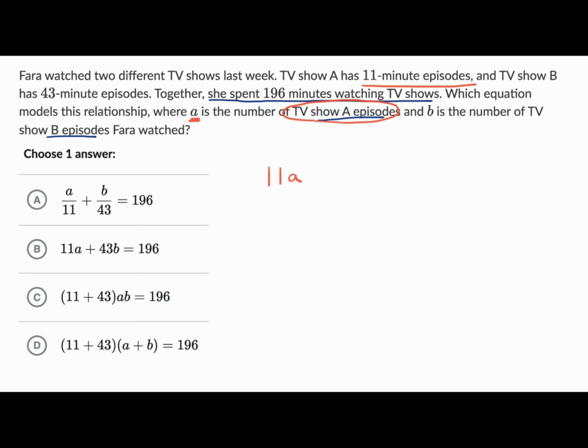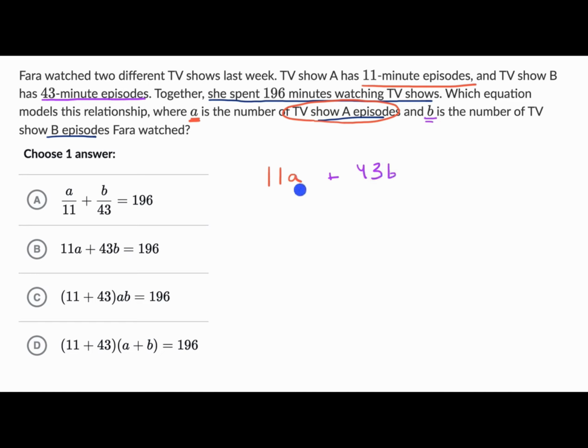And what about TV show B? Well, each episode is 43 minutes. So it's going to be 43 minutes per episode. And how many episodes are there of TV show B? Well, lowercase b is the number of TV show B episodes. So 43 minutes per episode times lowercase b episodes, that's how much time she spent watching TV show B.